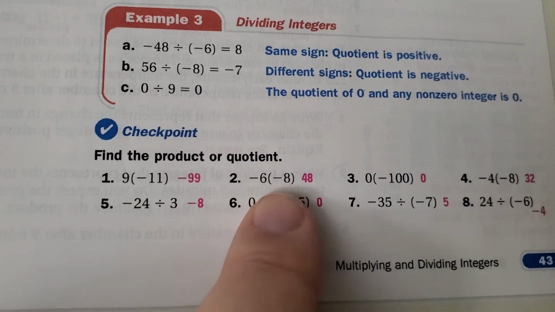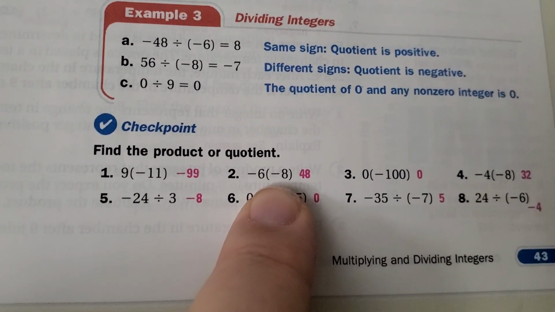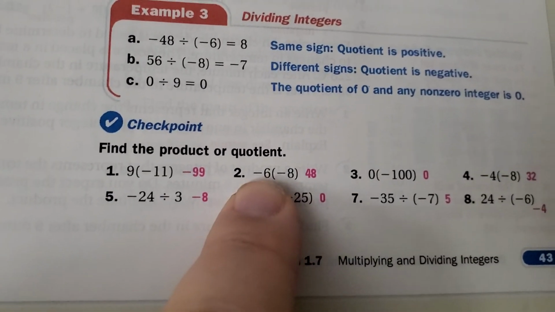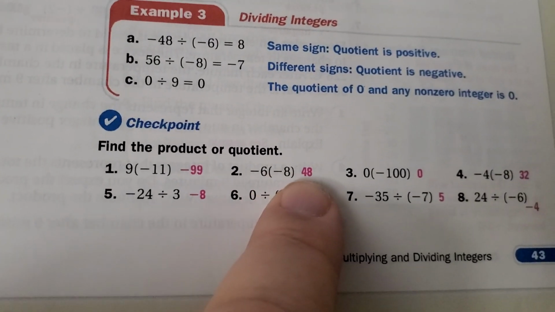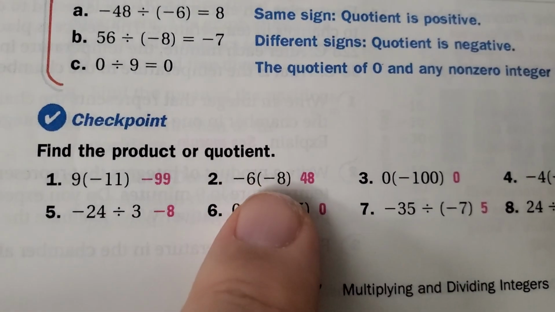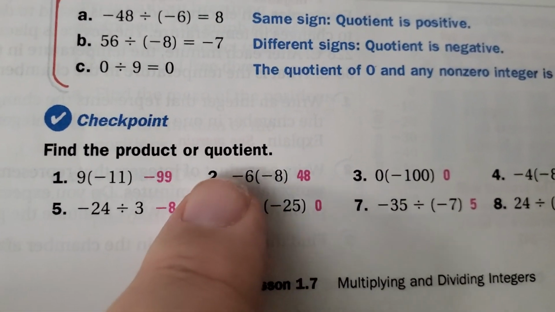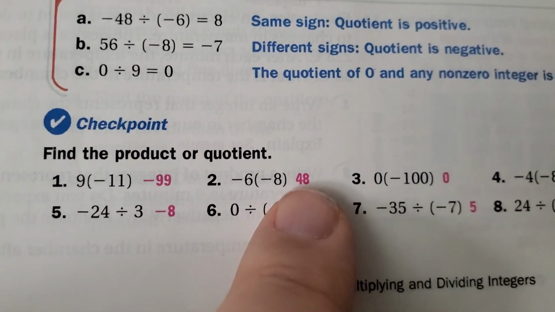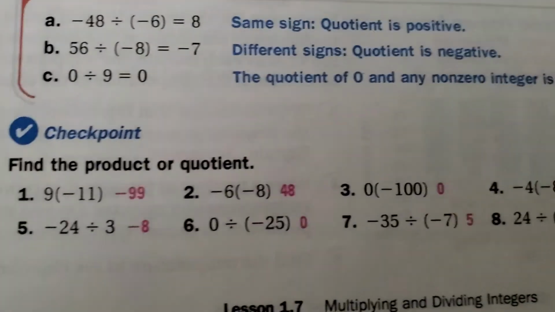Here I have negative 6 times negative 8. I'm not going to worry about the negatives. I'm going to look at 6 times 8. 6 times 8 is 48. But I have a negative times a negative. The signs are alike, so my answer is positive.